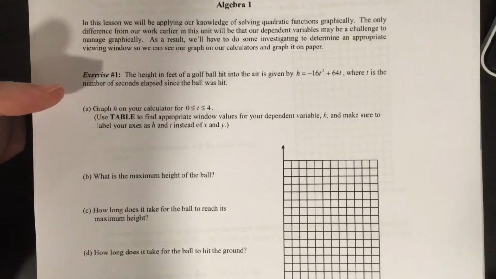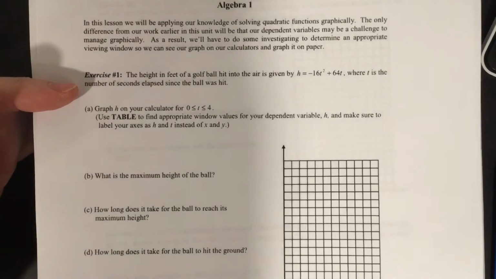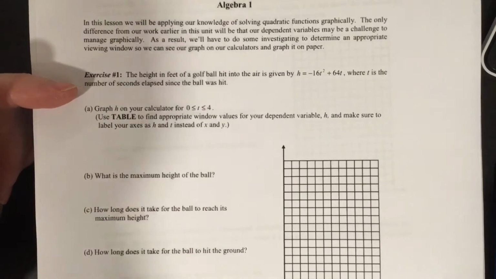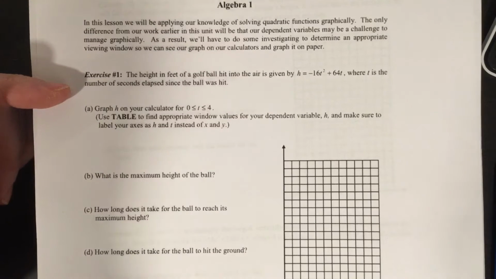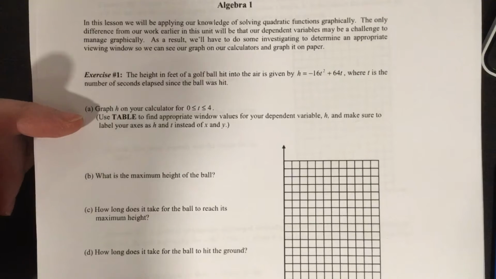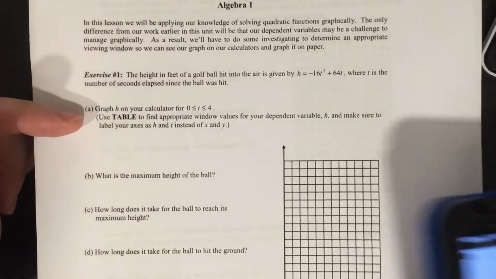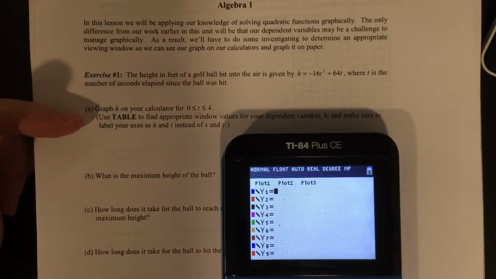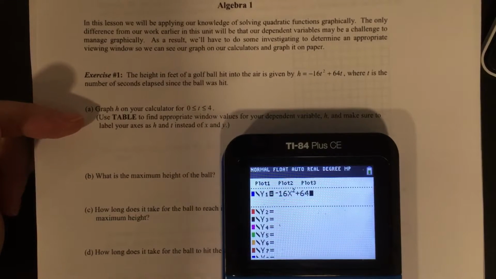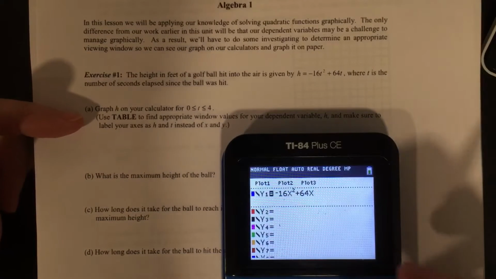The height in feet of a golf ball hit into the air is given by h equals negative 16t squared plus 64t, where t is the number of seconds elapsed since the ball hit the ground. You graph h on your calculator for 0 to 4. I'm using my graphing calculator. I go to y equals and plug in negative 16. Now, we don't have t, we have x. So x squared plus 64t, 64x.